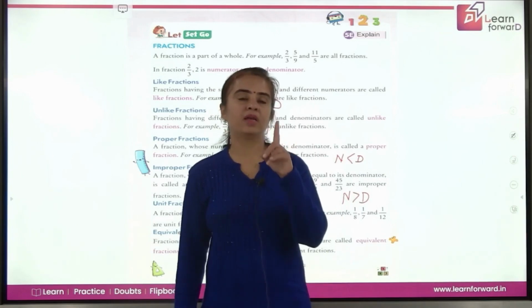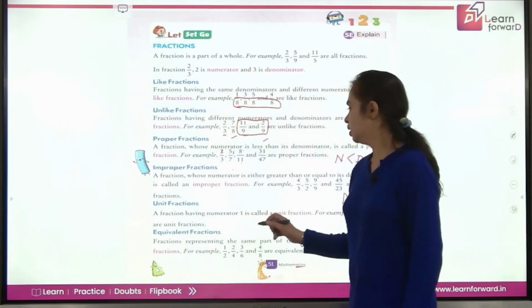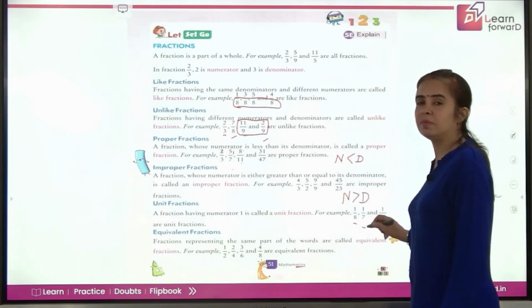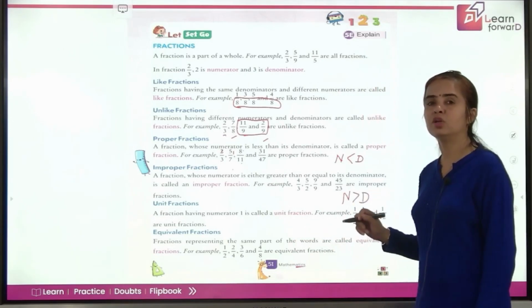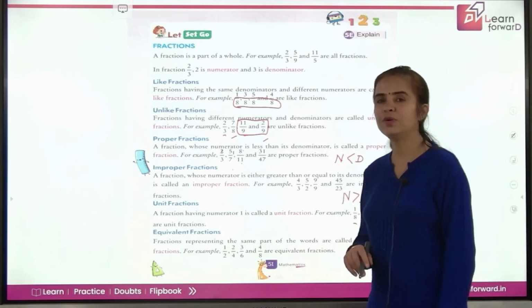Now, the next category is unit fractions. Unit means 1. So, when your numerator is 1, such a fraction is called a unit fraction. For example, 1 by 8, 1 by 7. You can have any denominator, but the numerator should be 1. Even 1 by 12. All these are examples of unit fractions.